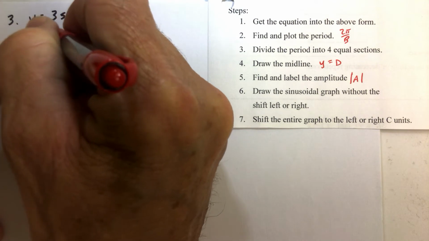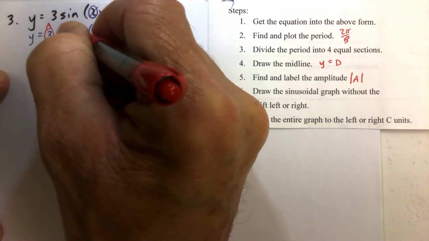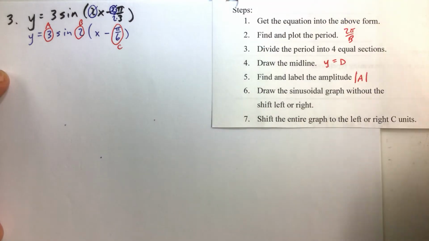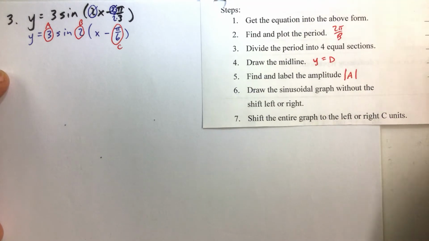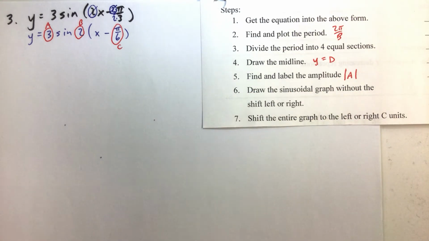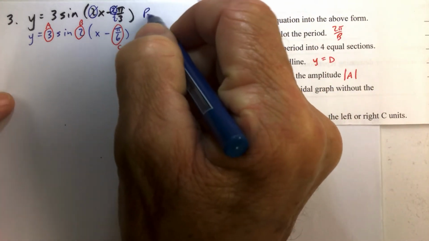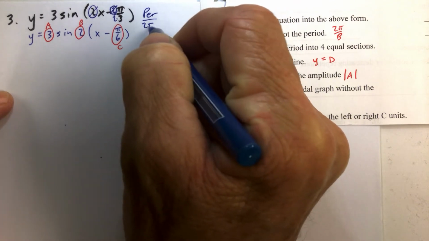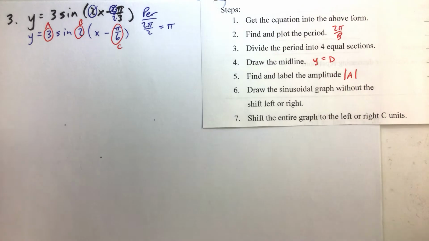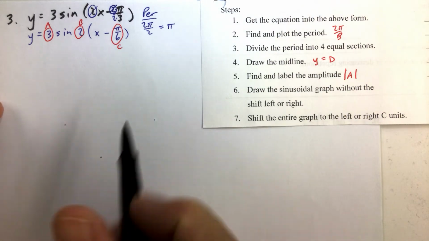And this has a little bit of everything in it. We have our a value, we have our b value, and we have our c value. So just like the previous videos and the instructions, just follow the steps, and it's really hard to go wrong if you just follow the steps. So we're going to find the period, and we're going to plot it. The period is, again, 2 pi over b, and the b value is 2, so the period is pi. Let's find and plot that.